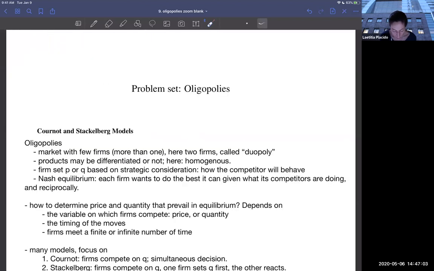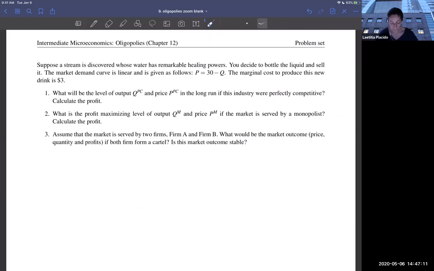The first problem is on the Cournot and Stackelberg oligopolies. A stream is discovered whose water has remarkable healing powers. So you decide to bottle the liquid and sell it. We have the market demand curve, and we are given the marginal cost to produce this new drink. It's $3 per bottle.